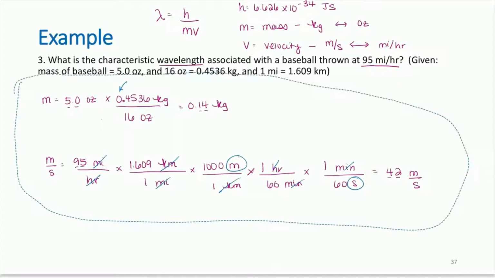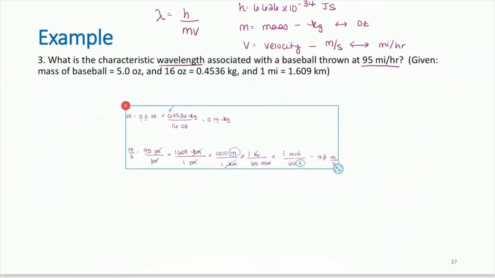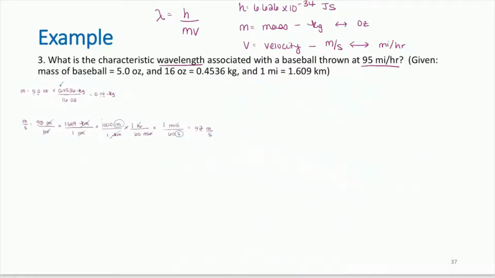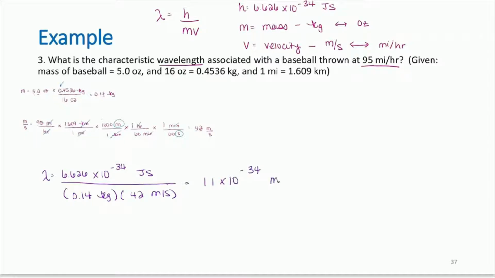Now let's make some room on the slide. So now we're ready to use the de Broglie equation. Lambda equals 6.626 times 10 to the minus 34 joule seconds divided by the mass, 0.14 kilograms. Don't forget that leading zero, it's just a placeholder, times 42 meters per second. Calculate this out, and we get 1.1 times 10 to the minus 34 meters.